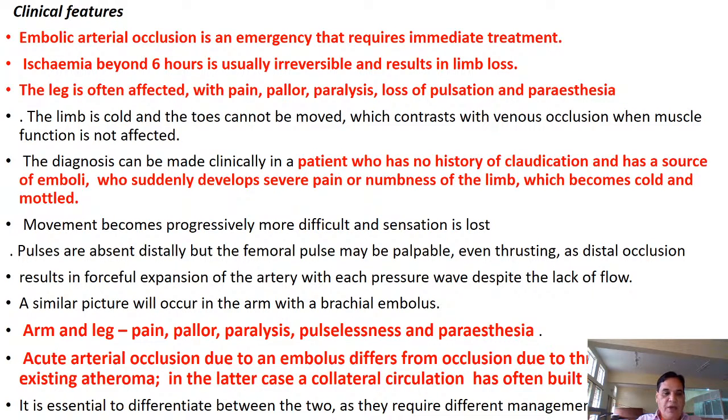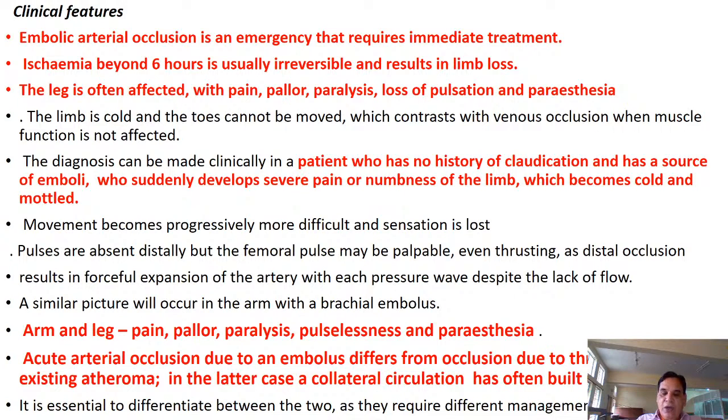Movement becomes progressively difficult, and you can have a similar picture whenever there is a brachial embolus in the arm also. That means this embolization can equally occur in the upper extremity. So: pain, pallor, paralysis, pulselessness, paresthesia.